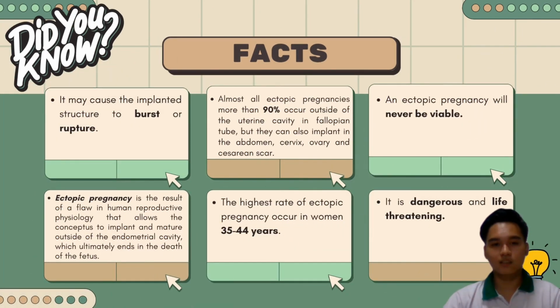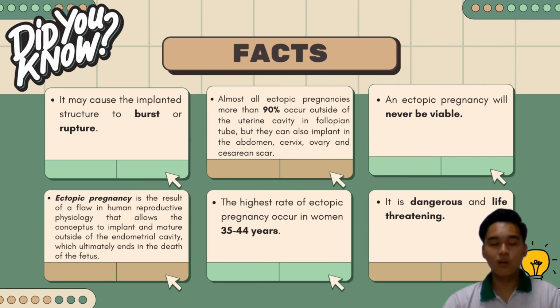So here are the facts about ectopic pregnancy. It may cause the implanted pregnancy to burst or rupture because an ectopic pregnancy usually occurs in one of the fallopian tubes. The tube may rupture or explode as it expands if not detected in time. When an ectopic pregnancy ruptures, it causes potentially fatal internal hemorrhage.